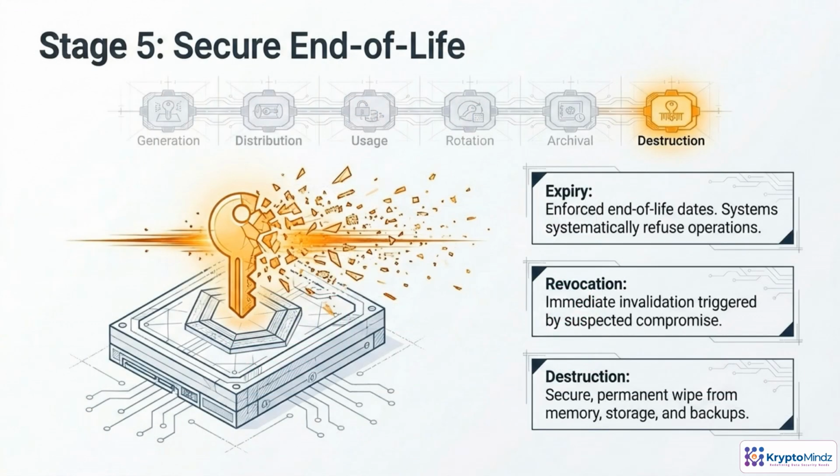End of life is where many key management failures happen, so we treat it as a first-class stage. Expiry is the planned end. Every key gets a hard stop date, and after that, systems simply refuse to use it. Revocation is the emergency brake. The moment you suspect compromise, you flag the key as untrusted and block it everywhere. Destruction is about erasing all traces: active copies, logs, backups, and any exports or screenshots. The goal is simple: a retired key must never come back to life.